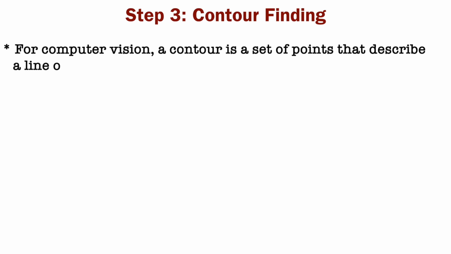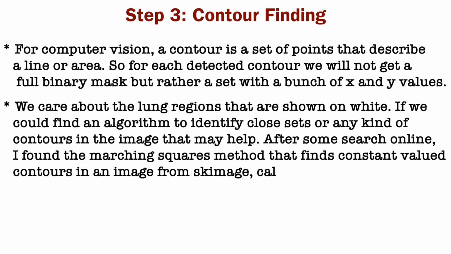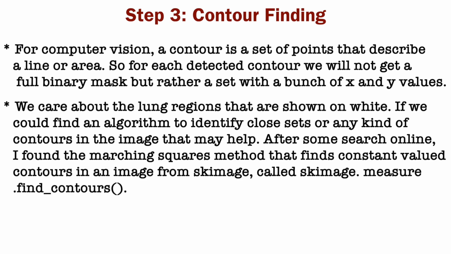Now step 3, contour finding. For computer vision, a contour is a set of points that describe a line or an area. For each detected contour, we will not get a full binary mask, but rather a set with a bunch of x and y values. We care about the lung region that is shown in white, so if we could find an algorithm to identify closed sets or any kind of contours in the image, that may help.